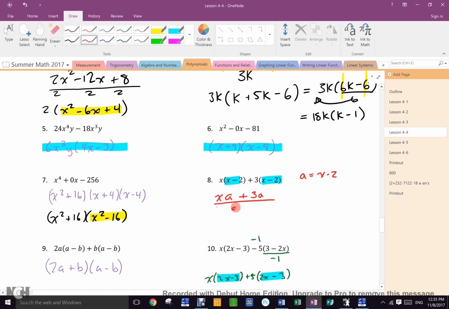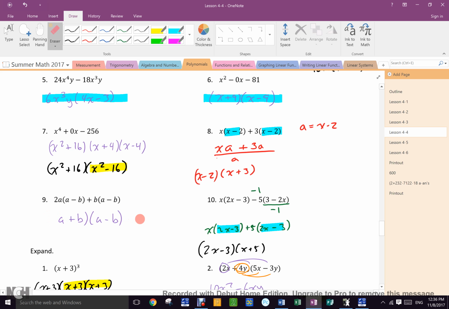Now, is a common to both of them? So I would bring an a out, correct? And I would have a. What's xa divided by a? x. What's 3a divided by a? 3. There's that. Now what's a? x minus 2. I'm the one that said it was x minus 2. So this a can't be there. It's x minus 2. And I'm done. Wild, hey? I know.